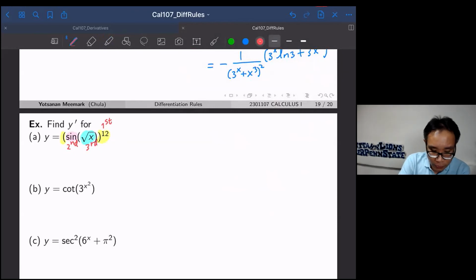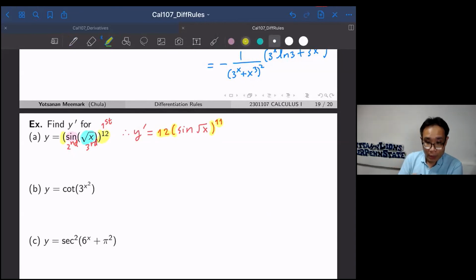So when you differentiate this guy, you get y prime equal to, so you differentiate this one, you get 12, and you have sine root x raised to the 11. So this takes care of the yellow function. So it's going to be the very outside. And now you have to multiply with the derivative of the inside parenthesis. The parenthesis in this case is sine root x. So it's going to be d/dx of sine root x.